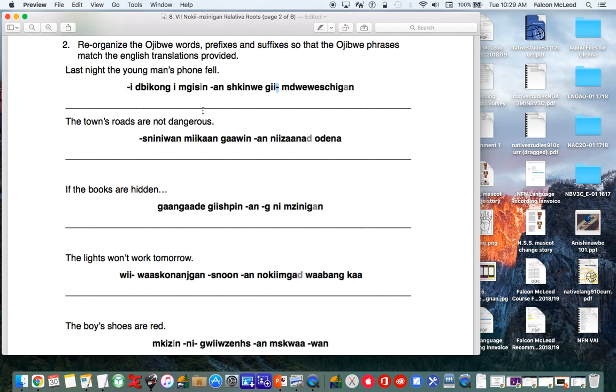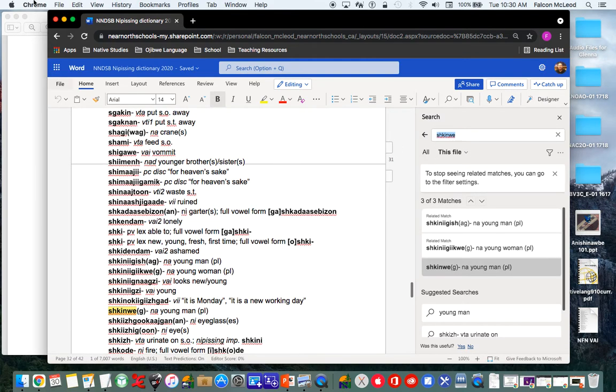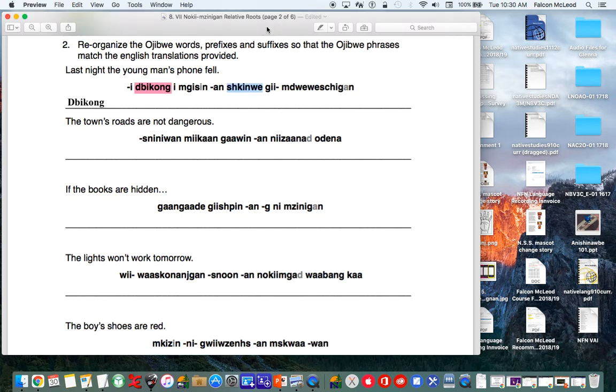So we're looking for a word to start off here. So we should be familiar with the word last night since we've used it a bunch of times in this class. So it's debikung. So debikung is our first word. The word for young man. So far this word seems the least familiar, so let's look it up just to make sure it's young man. So shkinwe does in fact mean young man. So we're going to put that word next in our translation. Shkinwe.